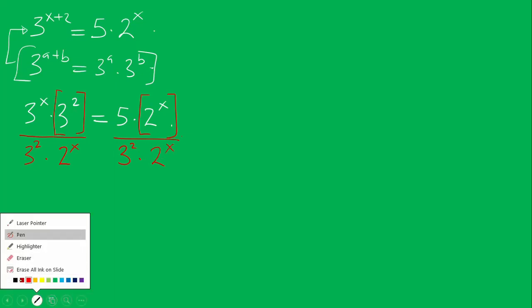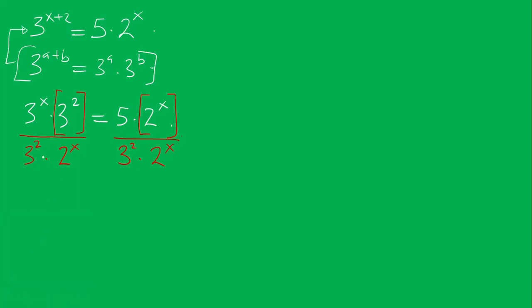Now let me change it back to white. Now 3 to the power 2 will cancel 3 to the power 2 here, and 2 to the power x will cancel 2 to the power x here. So on the left hand side we are left with 3 to the power x divided by 2 to the power x, which is equal to 5 all over 3 to the power 2.